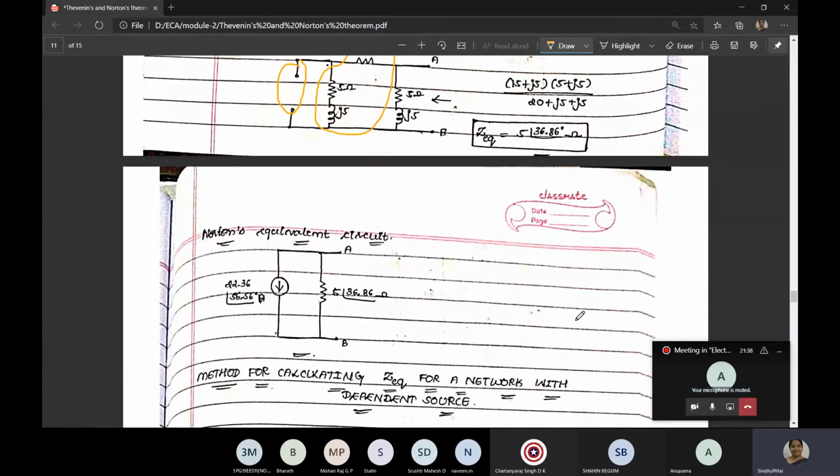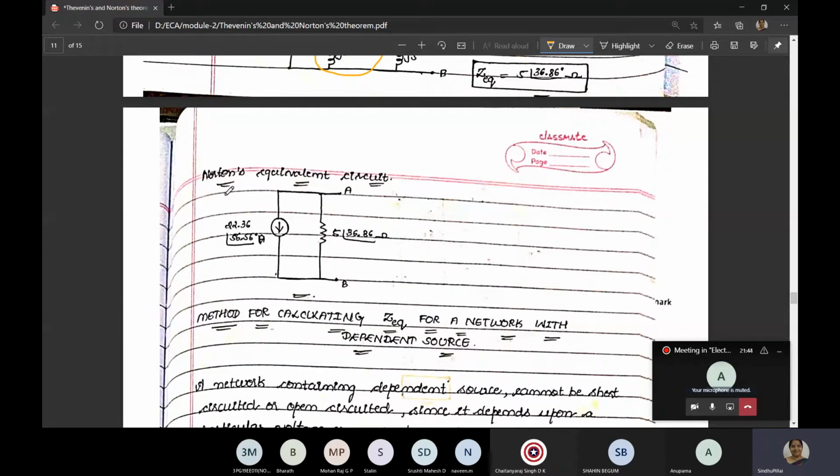After finding Norton's current and its equivalent impedance, you have to draw the Norton's equivalent circuit. This is important. We have taken the Norton's current in the downward direction, so put it in the downward direction here, and it is having a parallel impedance of 5 at an angle. This is the Norton's equivalent circuit.